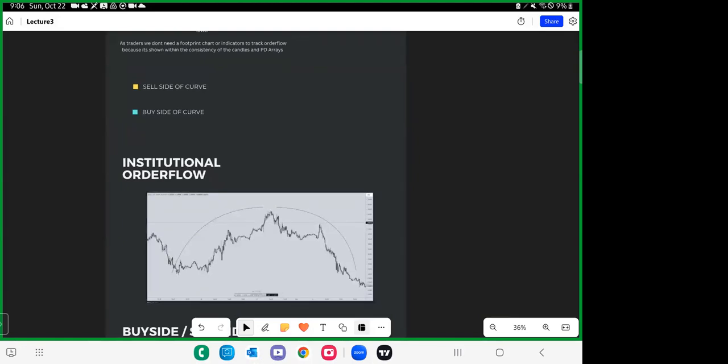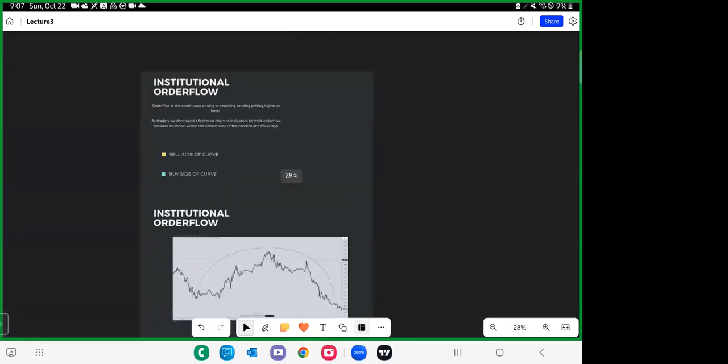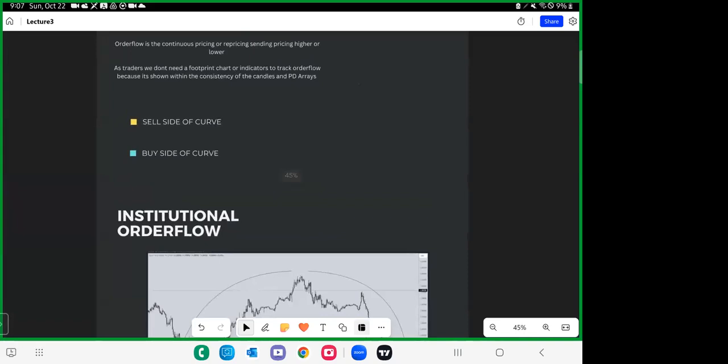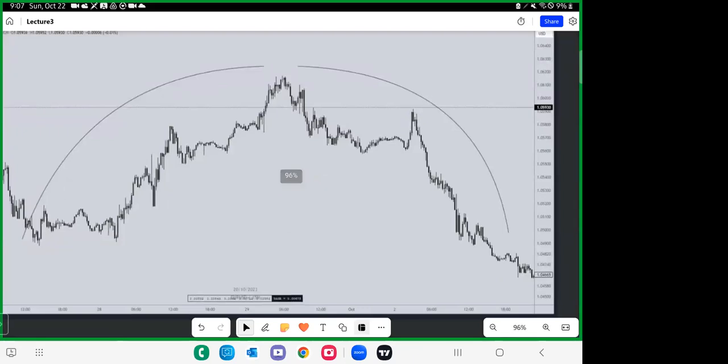As a trader, we don't need a footprint chart or indicators to track order flow because it's shown within the consistency of candles and PD arrays, all right? So when we're speaking about order flow, it's literally as simple as there's a sell side of a curve and then a buy side of a curve. All right, just like we see here, right? Sell side of a curve and a buy side of a curve.